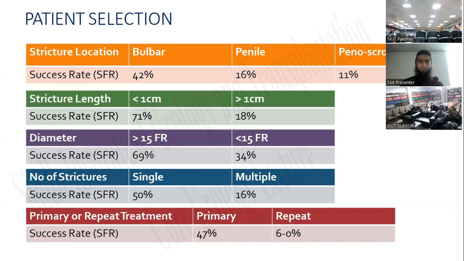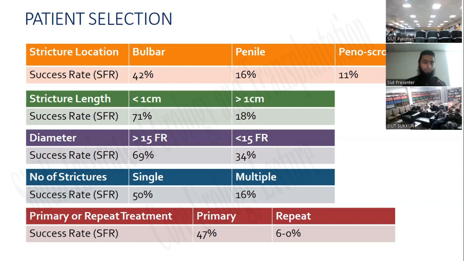Okay. There are strictures in the penile, bulbar, and penoscrotal junction. The success rate is 42% in the bulbar urethra, 16% in the penile, and 11% in the penoscrotal junction. The stricture length: if the stricture is less than 1 centimeter in the bulbar urethra, the success rate is 71%, and if it is more than 1 centimeter in the penile and penoscrotal junction, the success rate is about 18%.